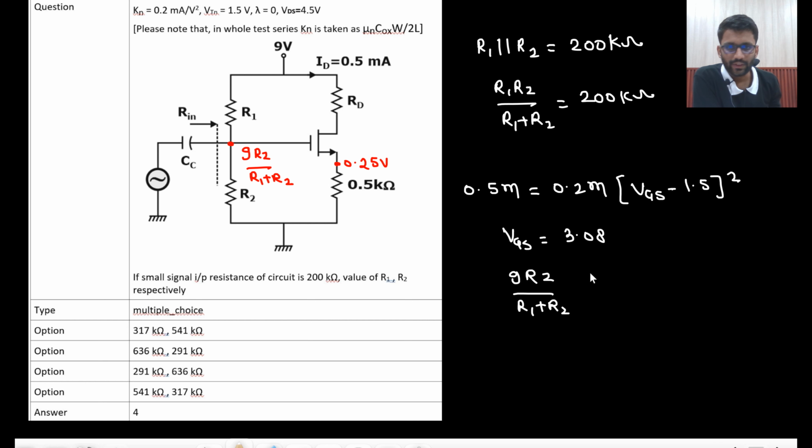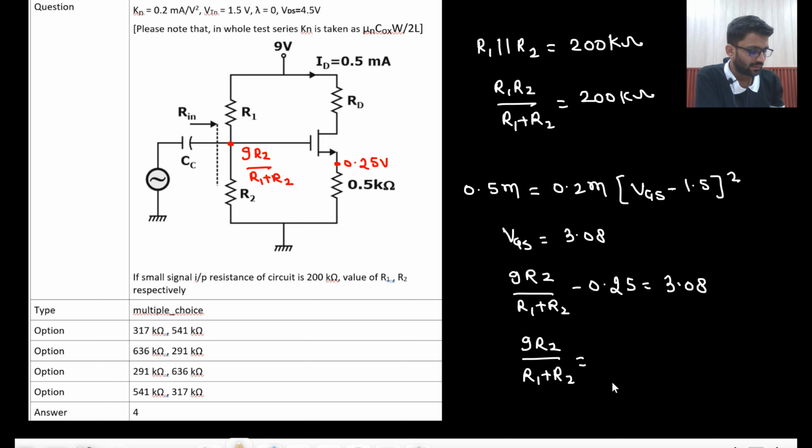So here we did it wrong. This went wrong. So this value is VGS, but VGS is 9R2 upon R1 plus R2, and then 0.25, is equal to 3.08, right? So this is the mistake we made here. 9R2 upon R1 plus R2 is equal to 3.08 plus 0.25 divided by 9, which is equal to 0.37. So this value is 0.37, which I can put here, reciprocal into 200. So I am getting 541. So the value of R1 I am getting is 541 kilo ohm.